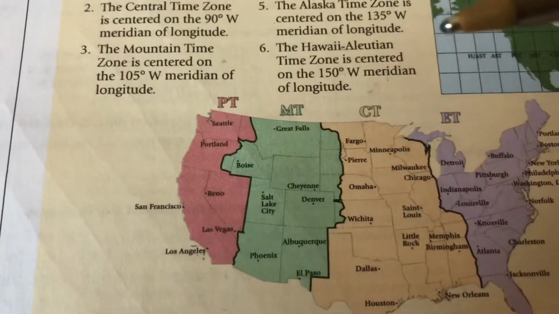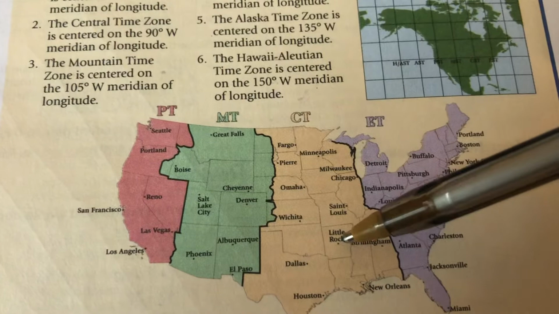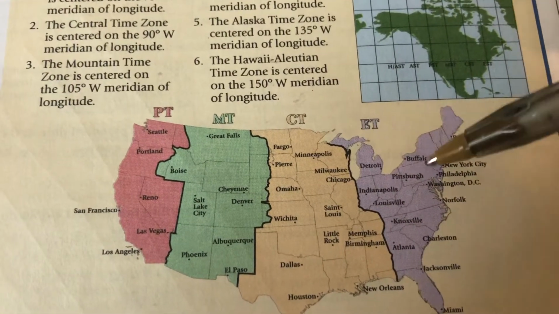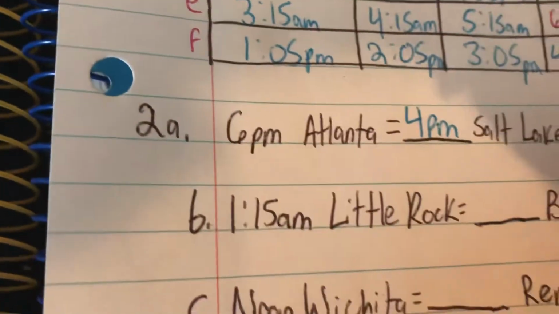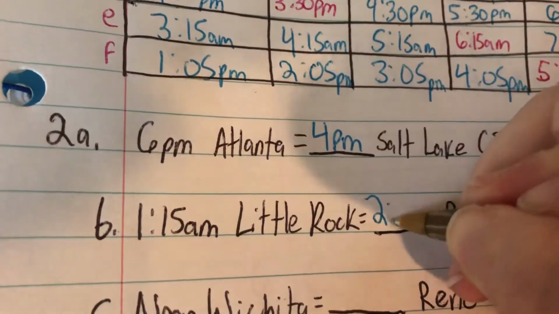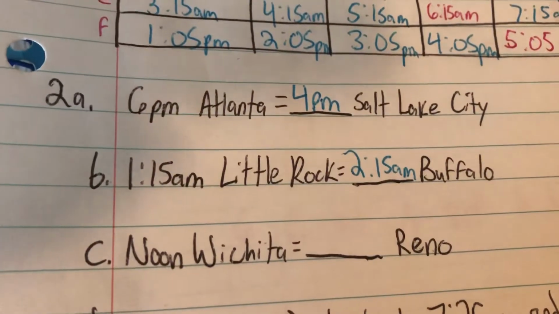So Little Rock is right here in Central, and Buffalo is in Eastern. So we would gain an hour. So if it's 1:15 a.m. in Little Rock, it is 2:15 a.m. in Buffalo. Buffalo's in New York.